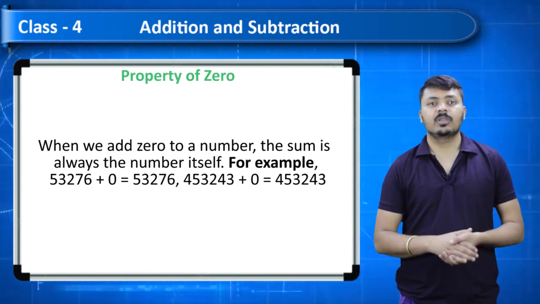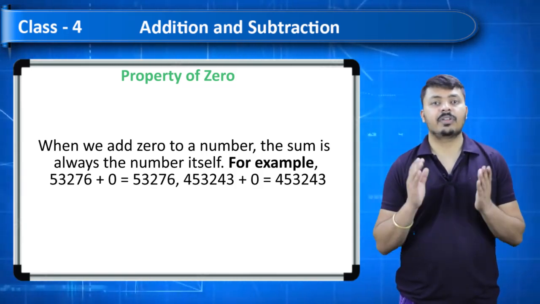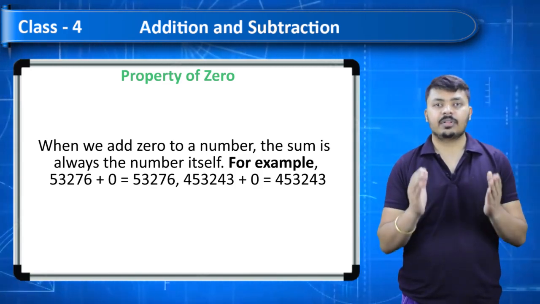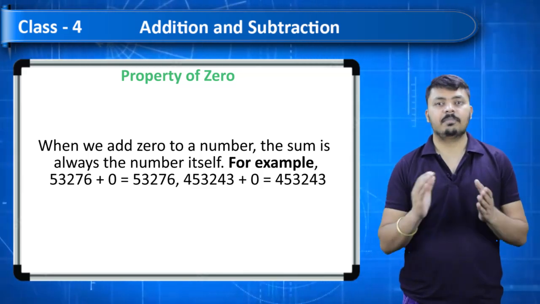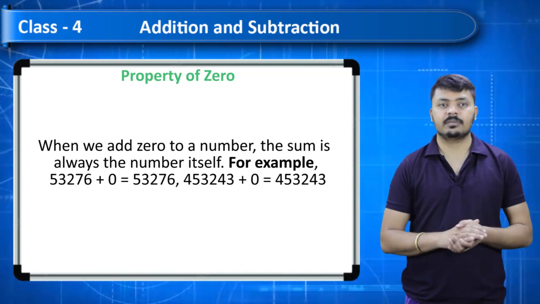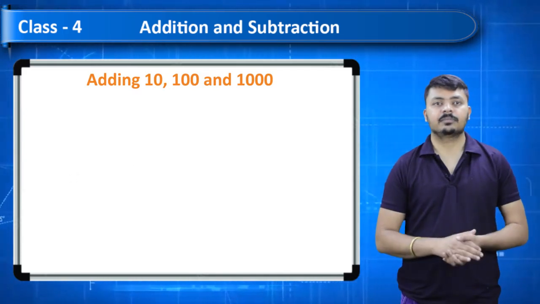For example, 53,276 plus 0 is equal to 53,276. 4,53,243 plus 0 is equal to 4,53,243. Adding 10, 100 and 1000.